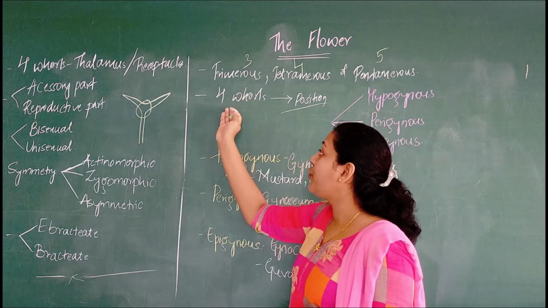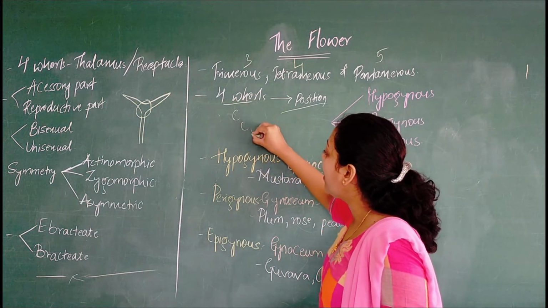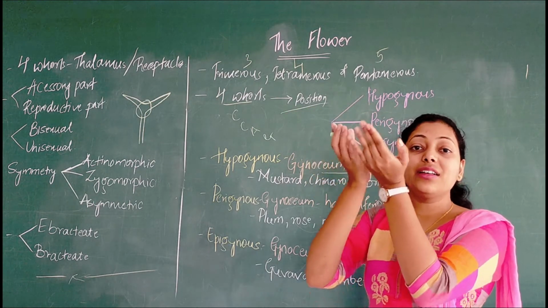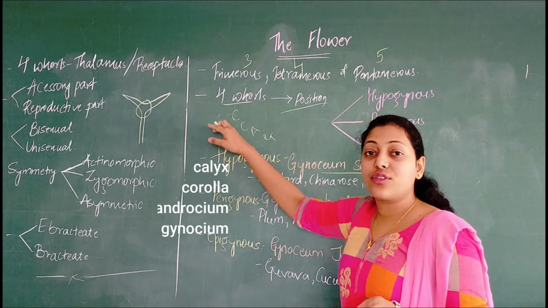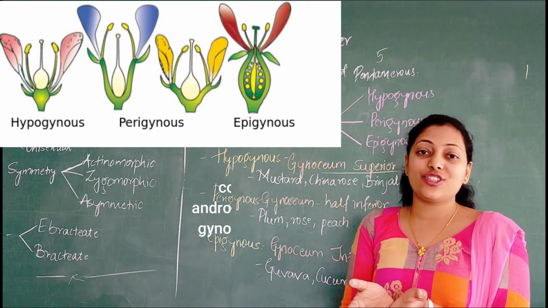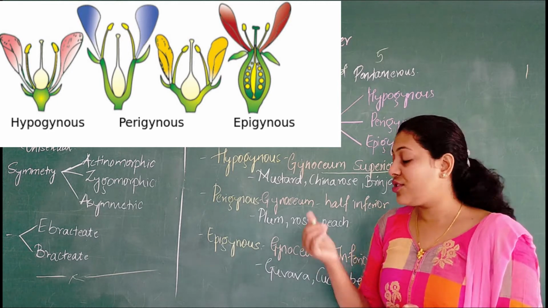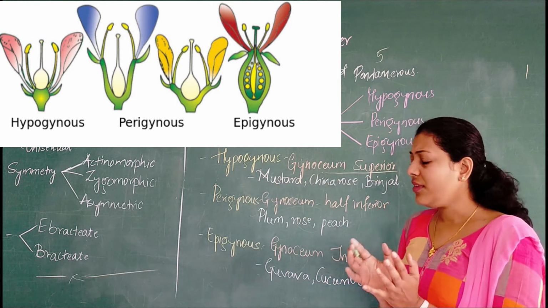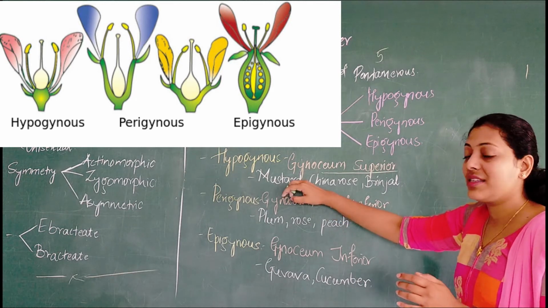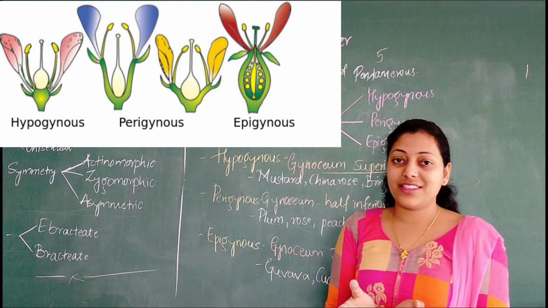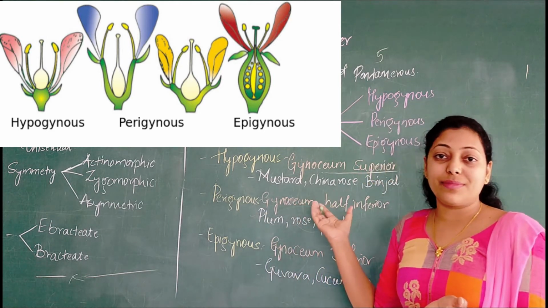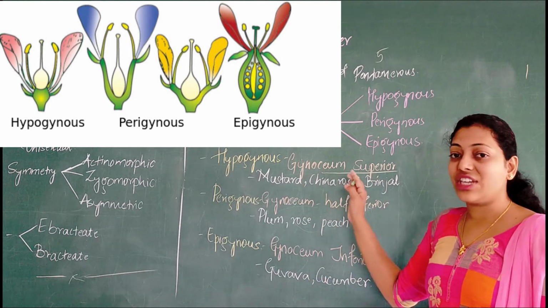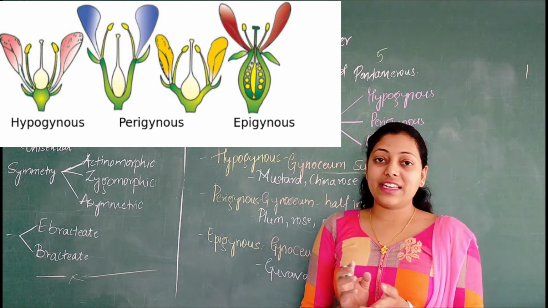Whereas we know that in the 4 whorls we have calyx, corolla, androecium, and gynoecium. The ovary is said to be superior. The rest of the 3 parts, calyx, corolla, and androecium, are found at the base of the ovary. In these cases, we say the flower is hypogynous. These types of flowers are found in mustard, China rose, and brinjal plants. China rose is nothing but the hibiscus flower. Generally, mustard, China rose, and brinjal consist of hypogynous flowers.